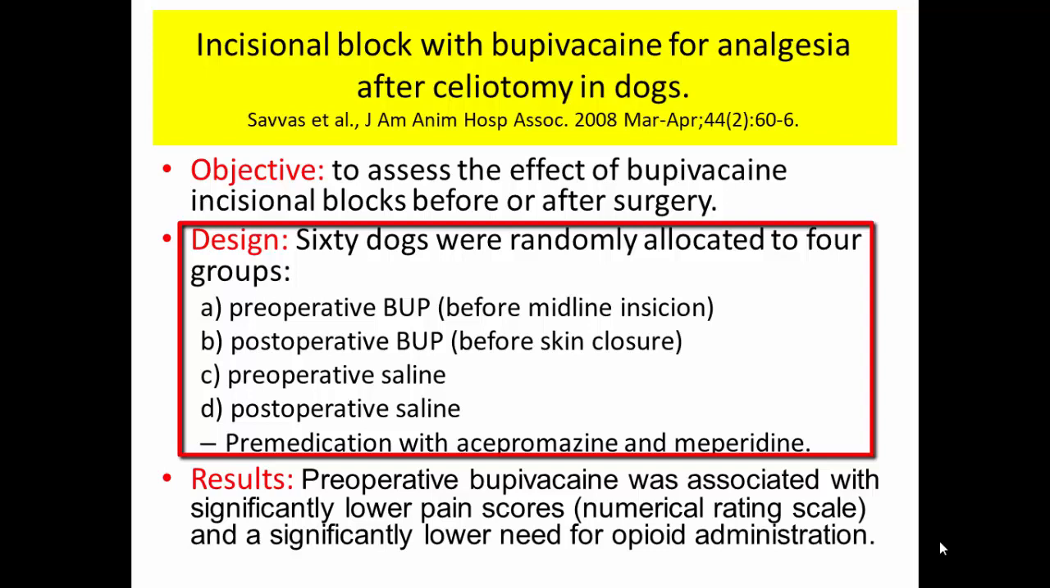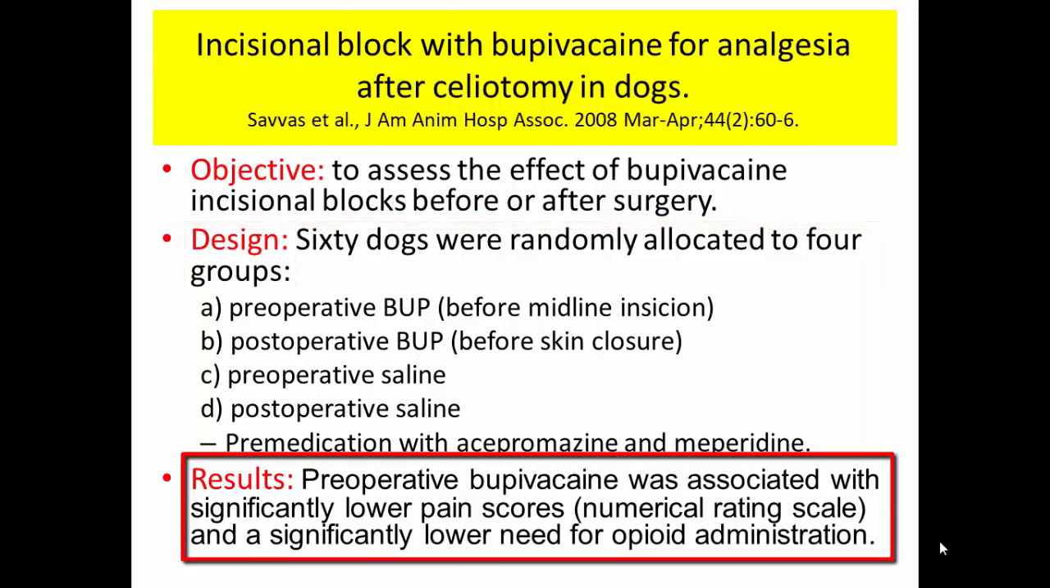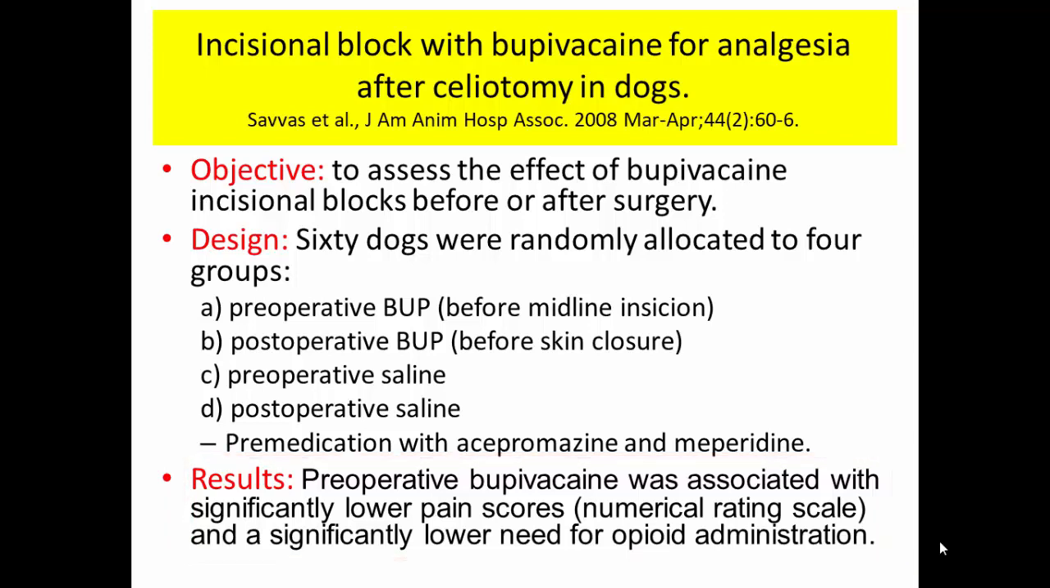saline. Now, all the dogs received the opioid meperidine, and the conclusion of this study was that the preoperative bupivacaine was associated with significantly lower pain scores, and they used a numerical rating scale, and they also found that there were significantly lower need for opioid administration in the postoperative period.